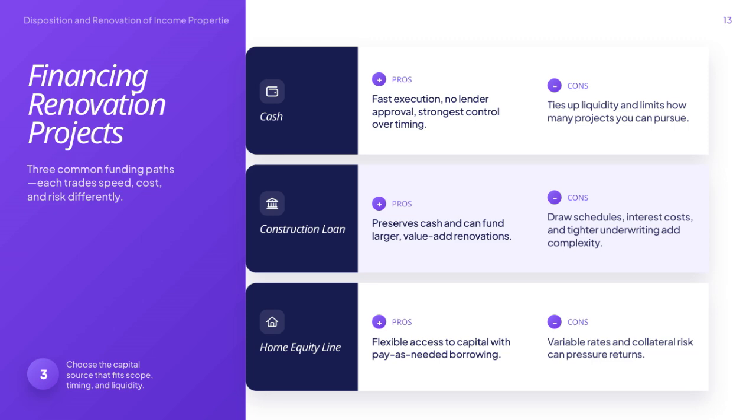Lastly, a home equity line of credit provides flexible access to capital, allowing you to borrow as you need it. While this flexibility is a major advantage, variable interest rates and a requirement to use your home as collateral can increase financial risk and put pressure on your potential returns. Understanding the trade-offs among these funding methods is crucial for successfully managing renovation projects in income properties.